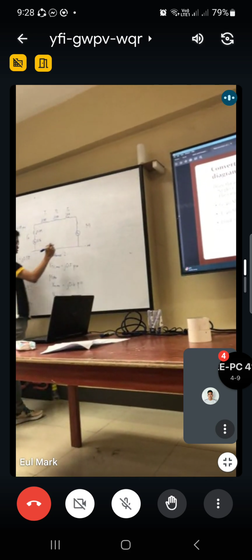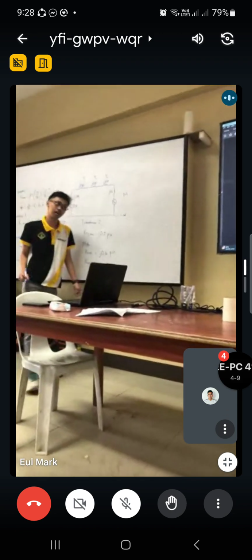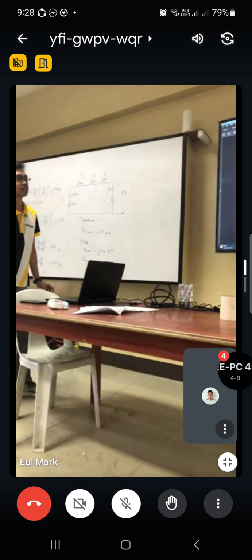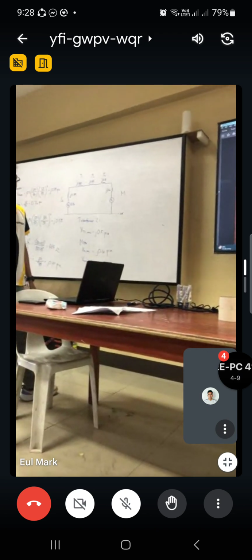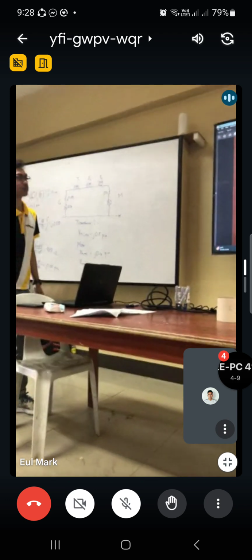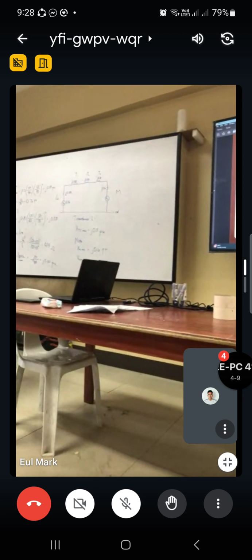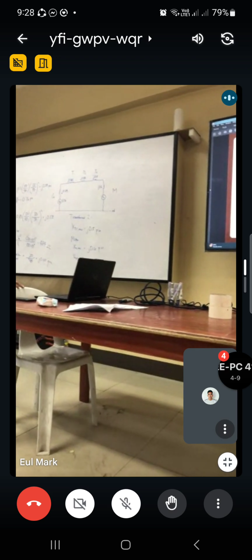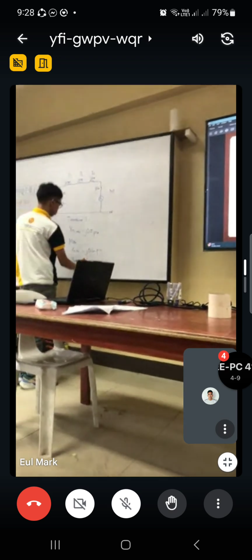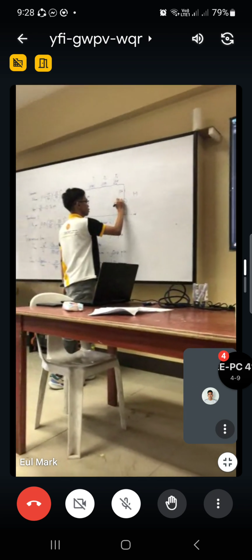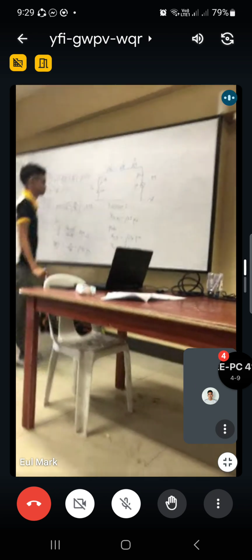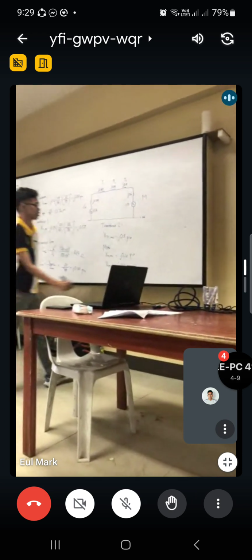The per unit voltage. 0.9 per unit? 1.1. Really? Then what is the V actual? 11. What is the V base at zone 3? 11. So it is 1 per unit. Balanced. Okay.